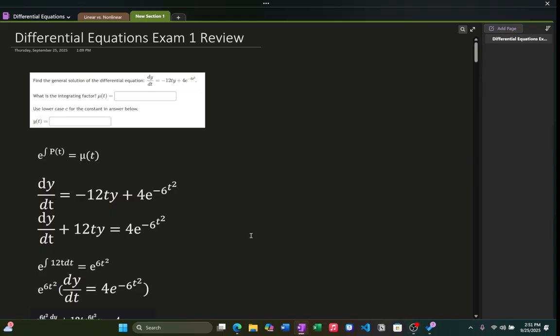How do you find the general solution of a differential equation? What is the integrating factor of a differential equation? In this video, I will cover how to find the general solution and find what the integrating factor is for a differential equation. I'm given the differential equation dy over dt equals negative 12ty plus 4e to the negative 6t squared. So it's important to remember the formula for the integrating factor right here.